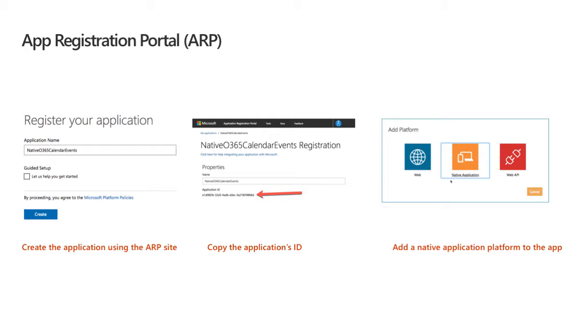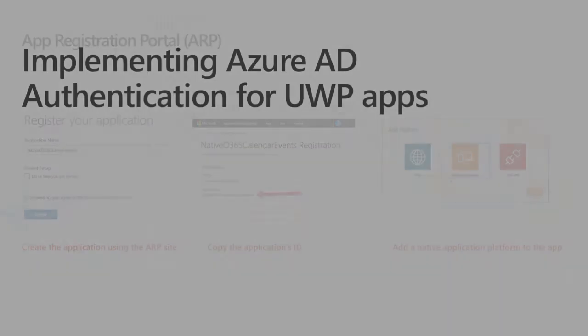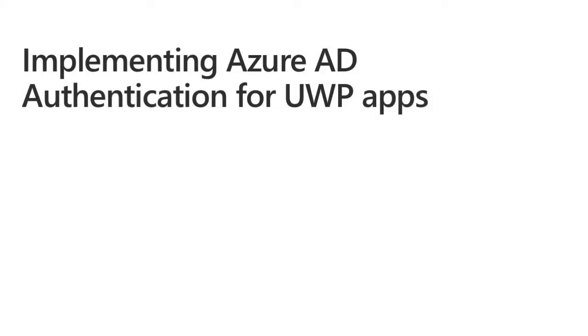I'm then going to go down to the platforms section and add a new native application, and add the necessary permissions if I want to define them up front, or at least the minimal permissions that are required. Now let's look at implementing Azure AD authentication for UWP applications.